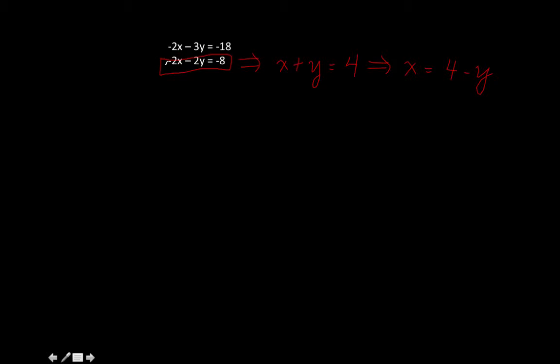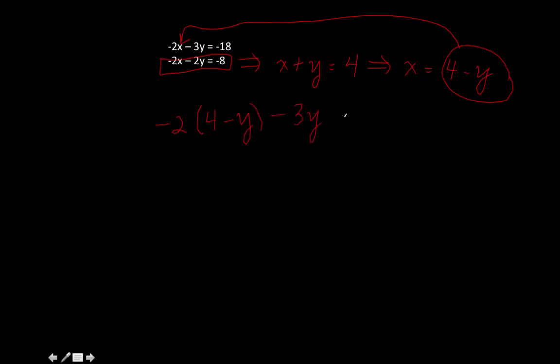Now remember, it came from this line, so I can't use this line. So I have to substitute this 4 minus y in for the x on the first one. Minus 2 times 4 minus y minus 3y equals negative 18. So distributing here, minus 8 minus minus 2y minus 3y is minus 18. So minus 8 plus 2y minus 3y is minus y.